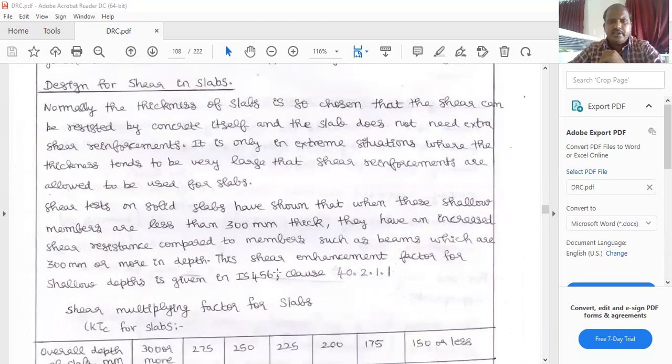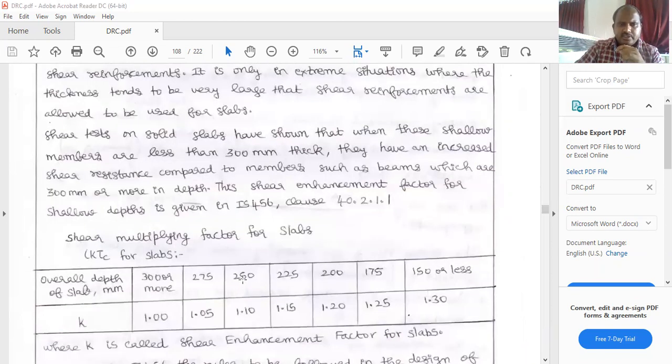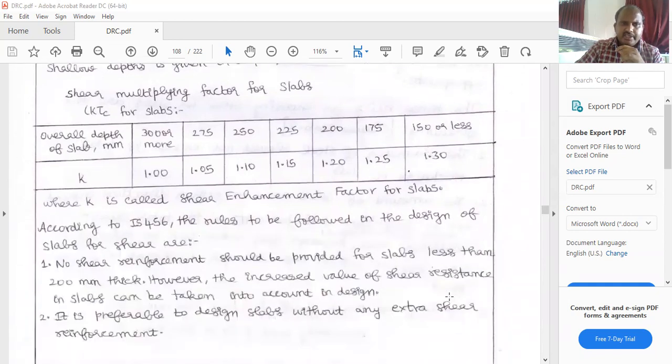The shear enhancement factors for shallow depth are given in Table IS 456 Clause 40.2.1.1. The shear multiplying factor is given in the table below. For an overall depth of slab of 300 mm or more, the value of K is 1; for 275 it is 1.05; 250 means 1.10; 225 means 1.15; 200 means 1.25; 175 means 1.25; and 150 or less means 1.30, where K is called the shear enhancement factor for slabs.